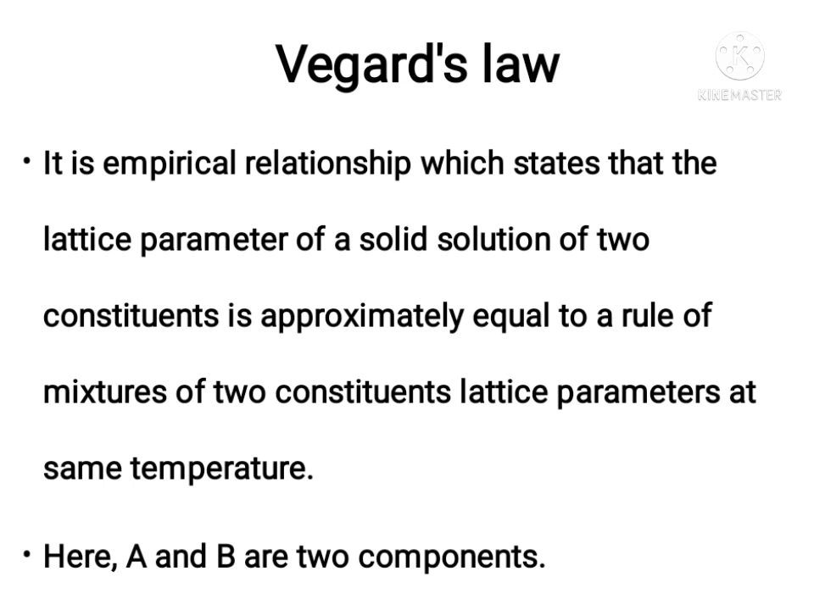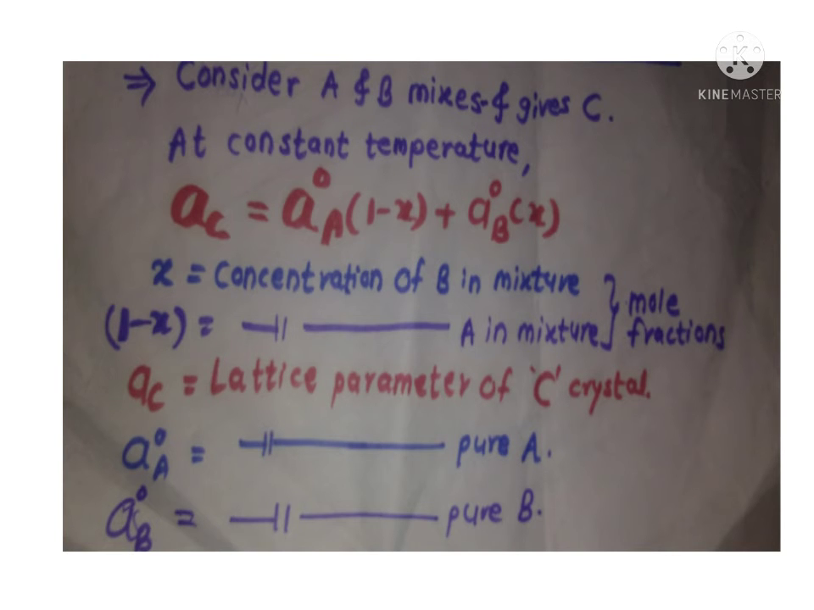It gives an empirical relationship which states that the lattice parameter of a solid solution of two constituents is approximately equal to a rule of mixture of the two constituents' lattice parameters at the same temperature. Consider two components A and B. Out of A and B, one is solute and the other is solvent. When A and B, that is solute and solvent, combine, we get the resultant solution denoted by capital letter C. All this process happens at a constant temperature T.